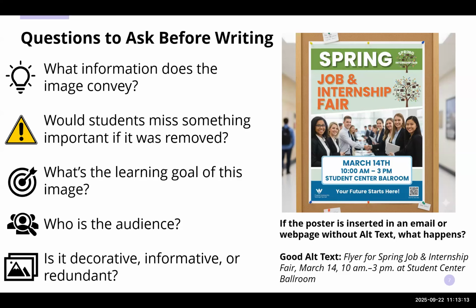Look at this flyer that has key information regarding an event. Now, if the image does not load, will someone still be able to get the necessary information? Like the major important points, the date, venue, etc. Probably not. If the image is not there, this information is lost too. So a good alt text for this would be: flyer for spring job and internship fair, March 14th, 10 a.m. to 3 p.m. at Student Center Ballroom. It's short, clear, and gives all the necessary information that is required.